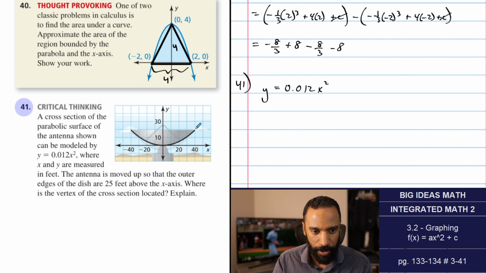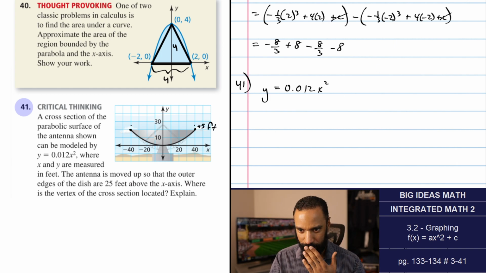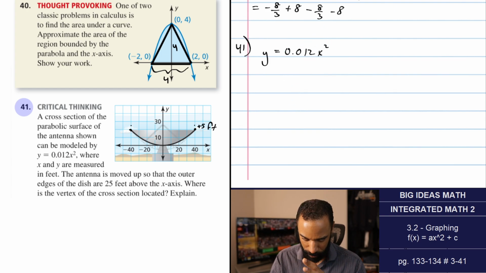So the antenna is moved up, so the outer edges are 25. Oh, the outer edges are 25 feet above. So right here. Before, the outer edges look like they're at 20 feet, and now they're going to move up here to 25. So they move up 5 feet. Therefore, the vertex of the cross section, you don't have to worry about the equation.